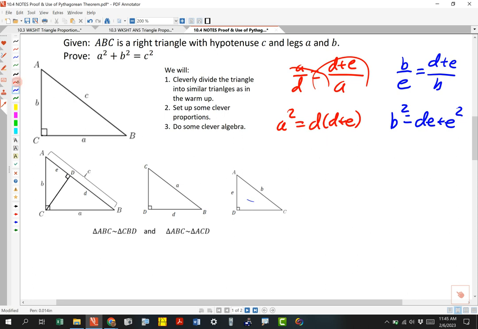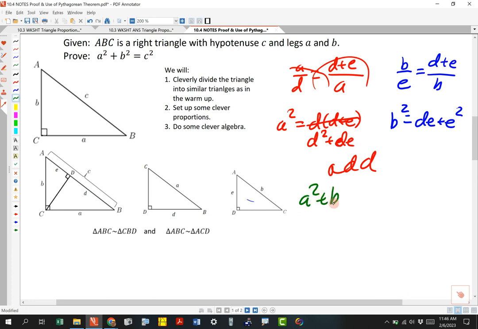Okay, I skipped a step on that one. Let me just catch up here. This is D squared plus DE. Am I right about that? If this is a true equation and that's a true equation, can't we add true equations together? So add them together and here's what we get.